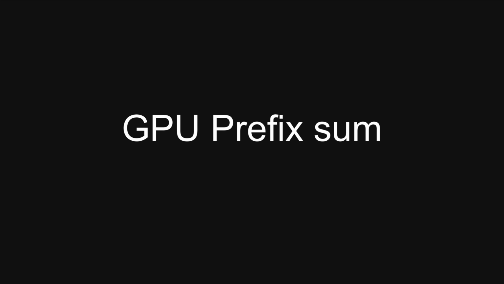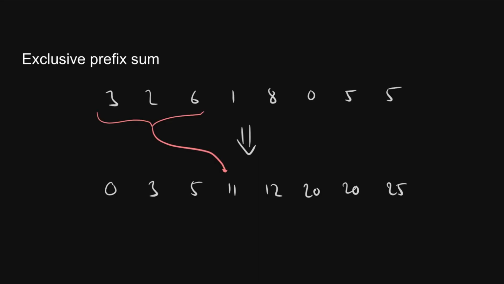The GPU prefix sum is a pretty handy algorithm that comes up every now and then, and I found it pretty interesting. I implemented it recently, so I thought I'd share how I did it. So I want to do an exclusive prefix sum.